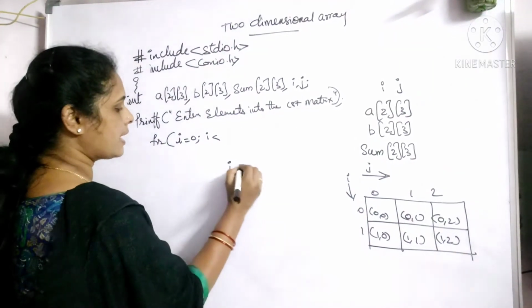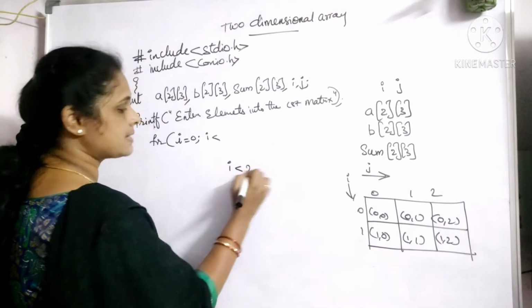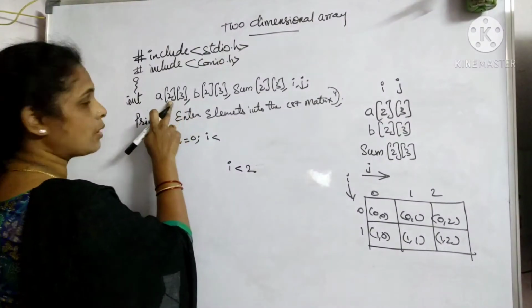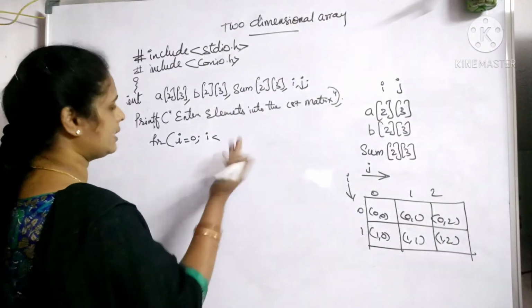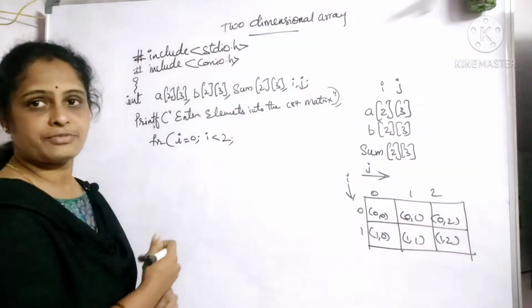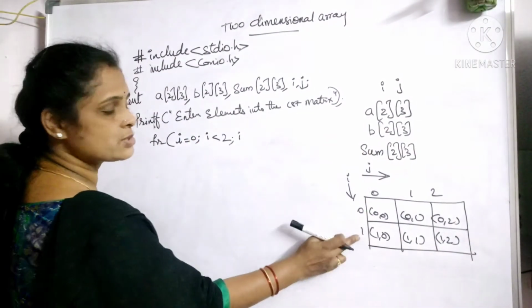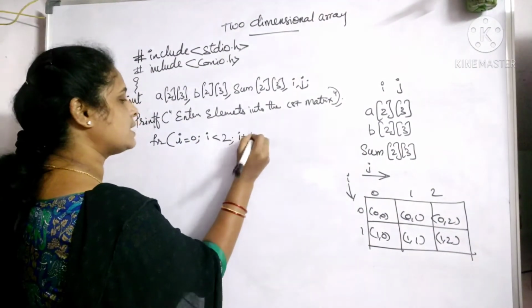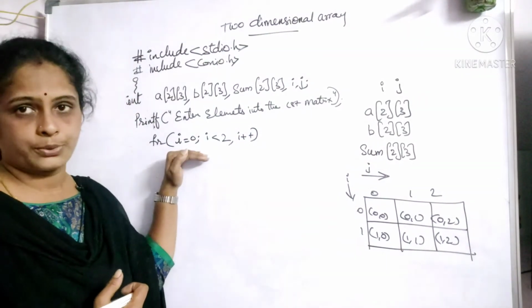I may take I less than or equal to 1 or I may take I less than 2 because the row count is 2 only. Here it ends at 1 only. Okay, so anything is fine. I have taken I less than 2. Then each time after 0 it has to come to 1. That means it has to take an increment here. Fine. This is about row.